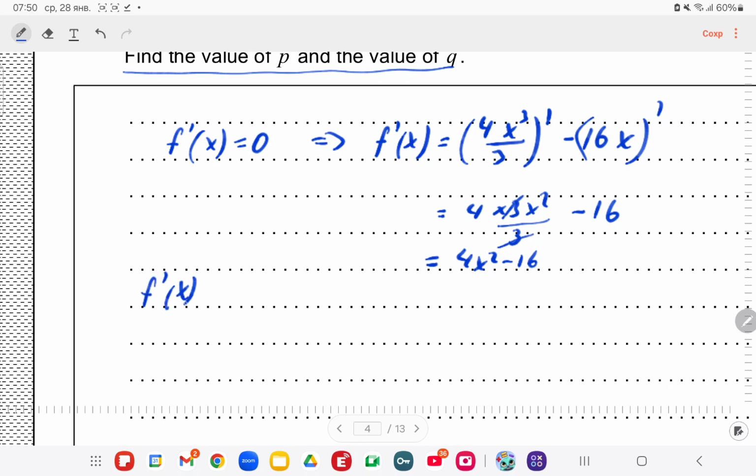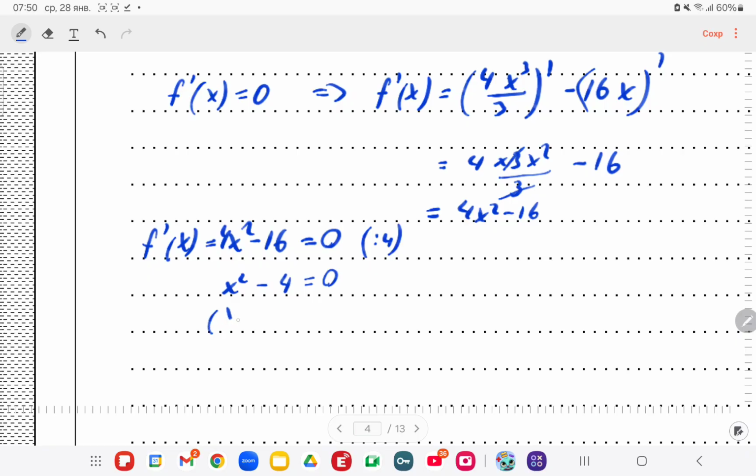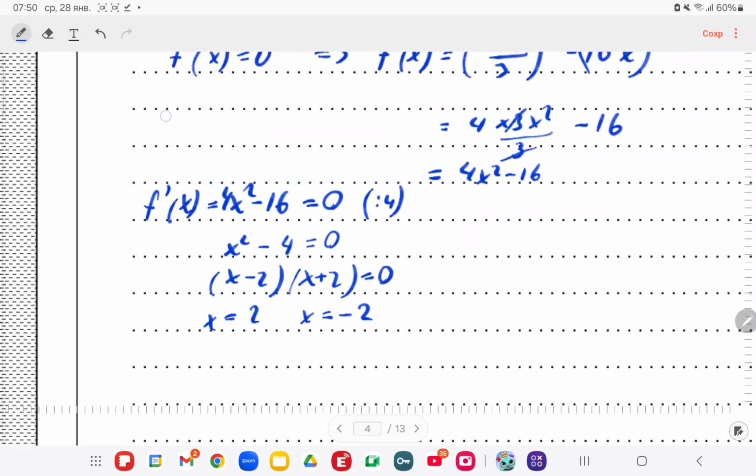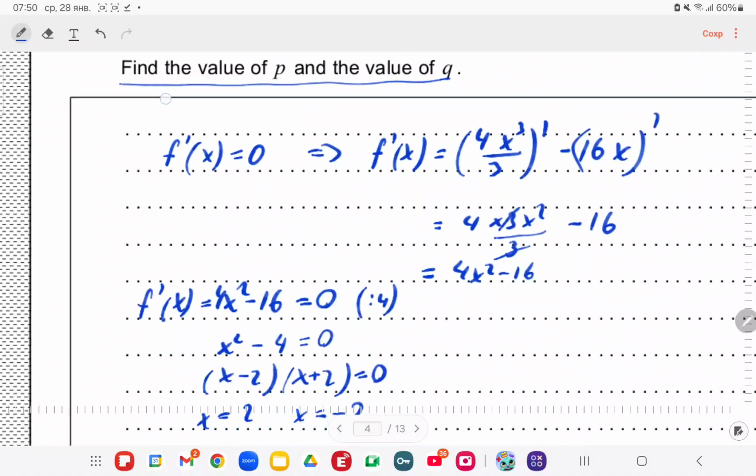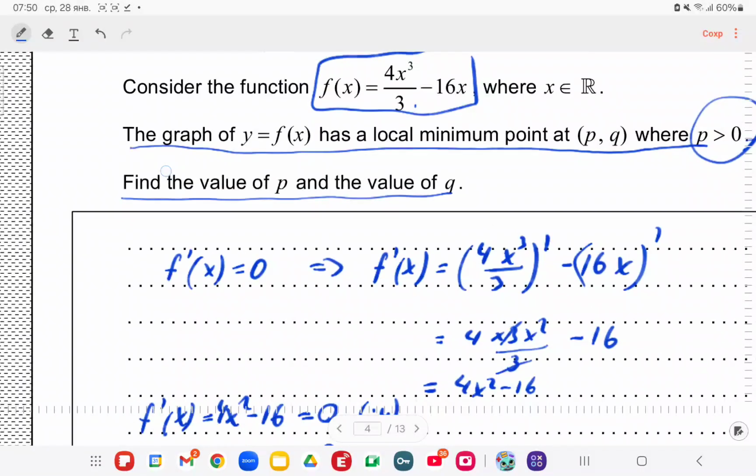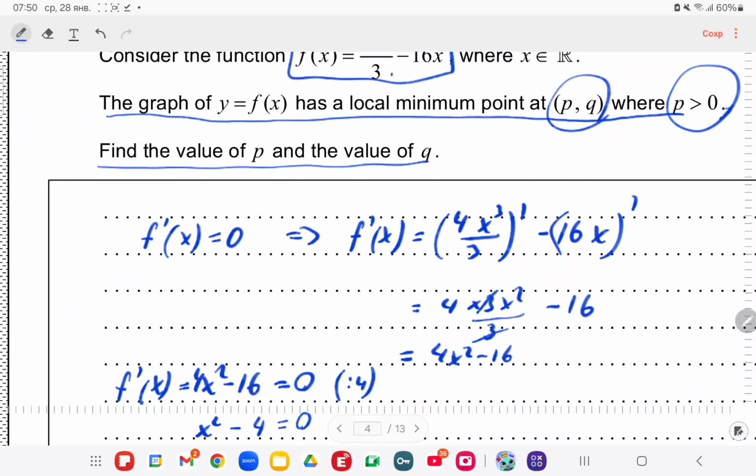So f prime of x is equal to 4x squared minus 16. Now we are equating it to 0, and then let's solve the equation. I will divide both sides by 4 to simplify, and then it's (x minus 2)(x plus 2). You can solve this equation as you wish. There are many methods to solve this quadratic equation, but I chose this one. Okay, so x is equal to -2 and 2.